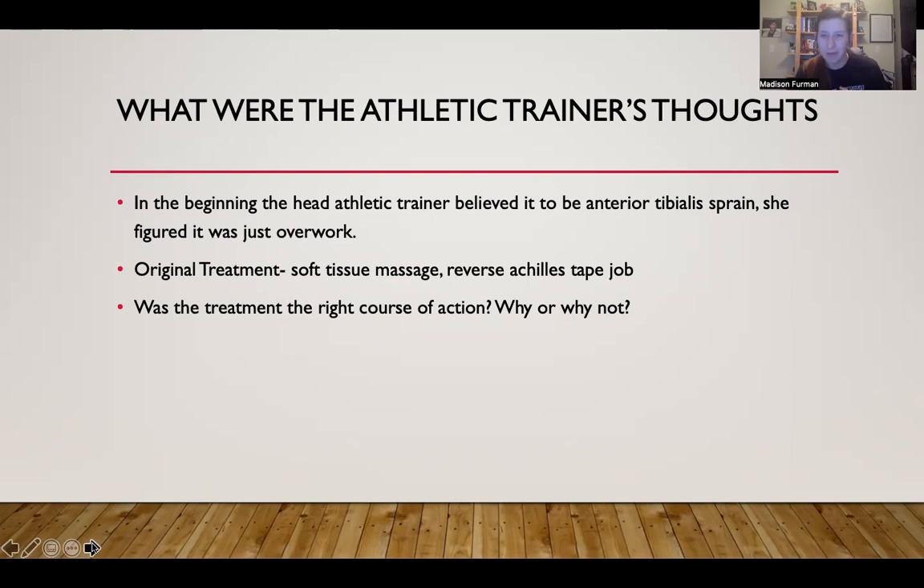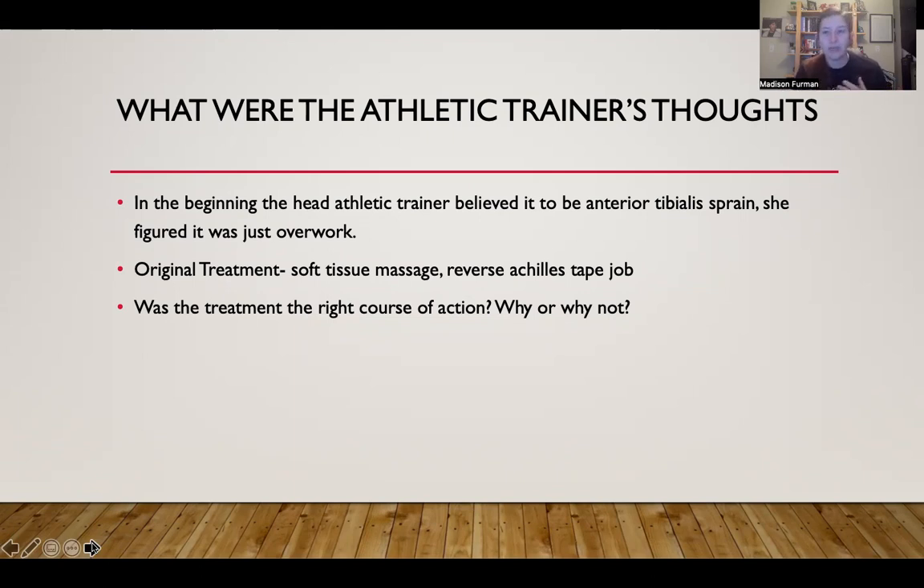Time went on, about a week passed at this point with us doing soft tissue, reverse Achilles tape job, it wasn't getting better. Rose complained it was still hurting, nothing was kind of helping it. So we decided to go in and send her for an MRI and X-ray. Now, the question I have on here says, was the treatment the right course of action?